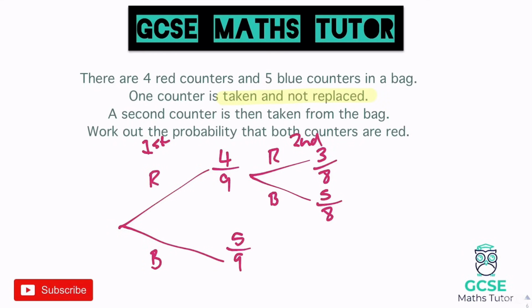Now, because this is taken and not replaced, the second part of the tree is going to be different, because if we go back to the start here, we've now got to imagine, okay, what happens if we took a blue? Well, we still have the option of taking a red or a blue, but this time the blue has been reduced to 4, so still out of 8 now, but it's going to be 4 for blue, and balancing that out, there's still 4 reds in the bag. So we've got 4 out of 8 this time for the reds.